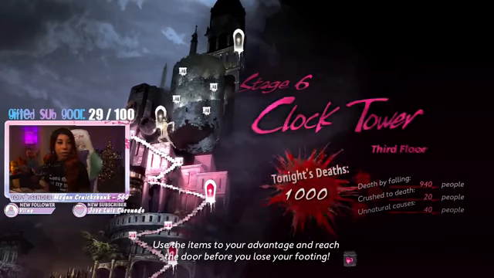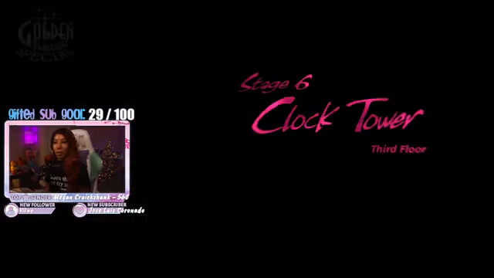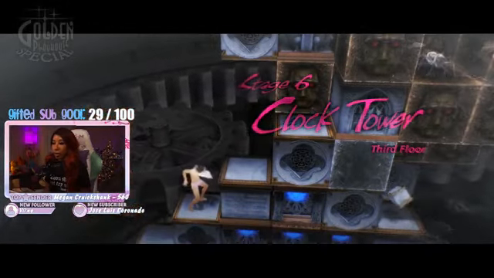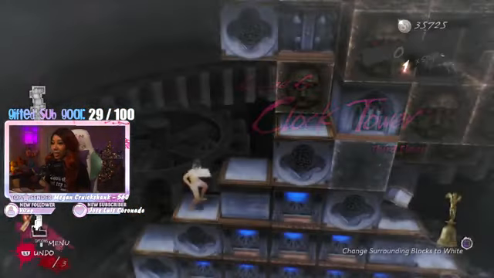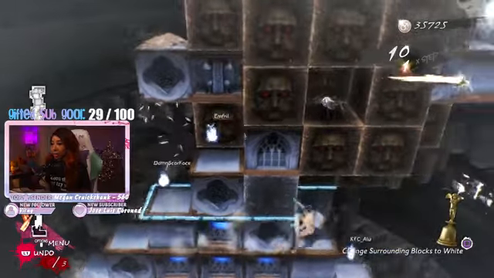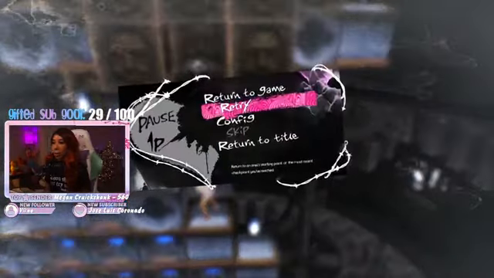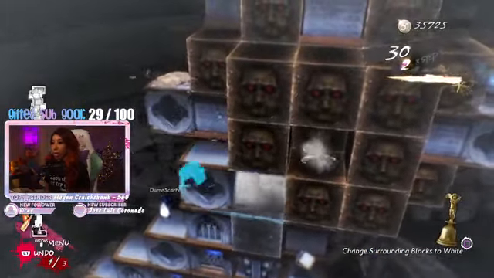I'd be so pissed if this dream messed up my sleep. Dead ass, me running up some stairs. That'd be crazy, right? Just let me climb this tower like normal, damn it. Okay, Vincent. Let me actually retry, because I really did not want to do that.